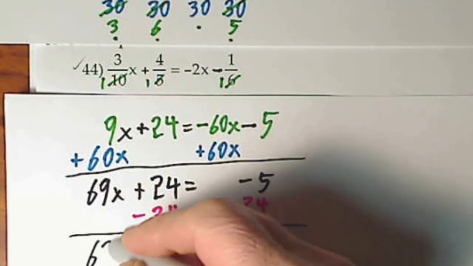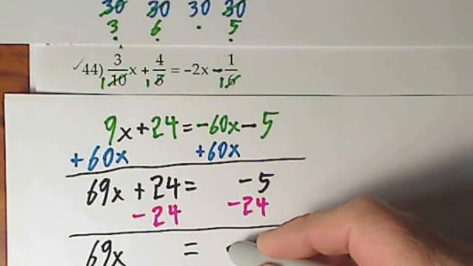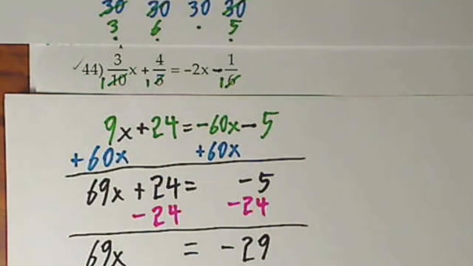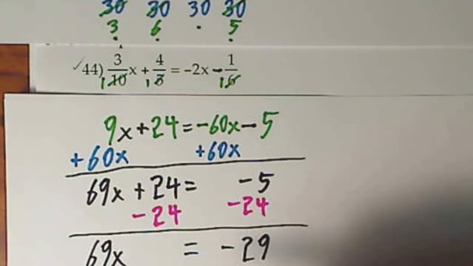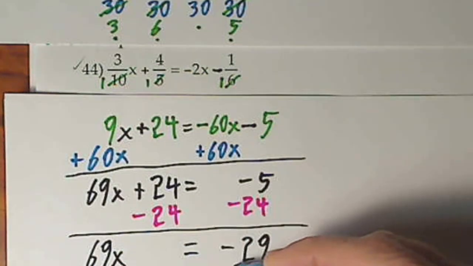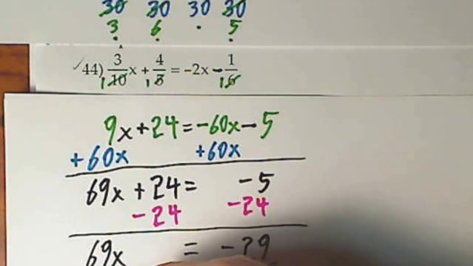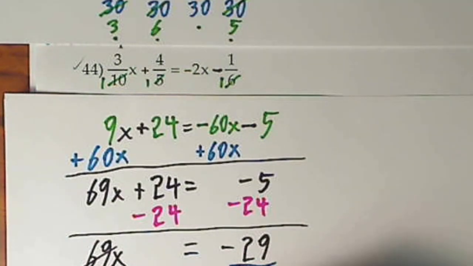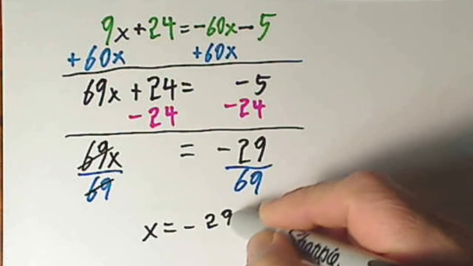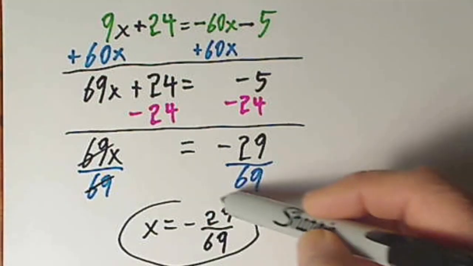So that's 69x. That's a 0. You don't have to write it. Bring down your equal sign. There's negative 29. Signs are the same, so you add. And one more step to get x by itself. Divide by 69. And that fraction is not going to clean up. 69 goes into 69 once, so you have x equals negative 29 69ths, and that will not reduce. So that is our solution.